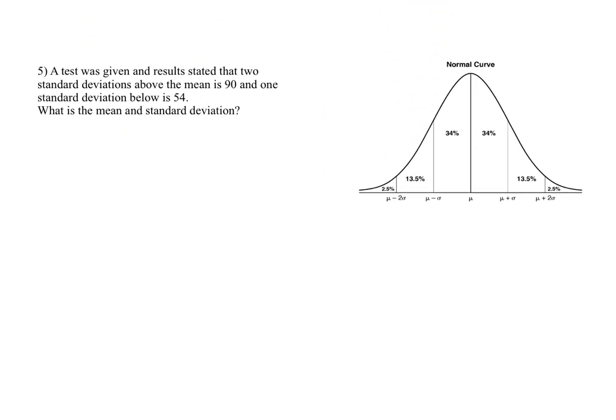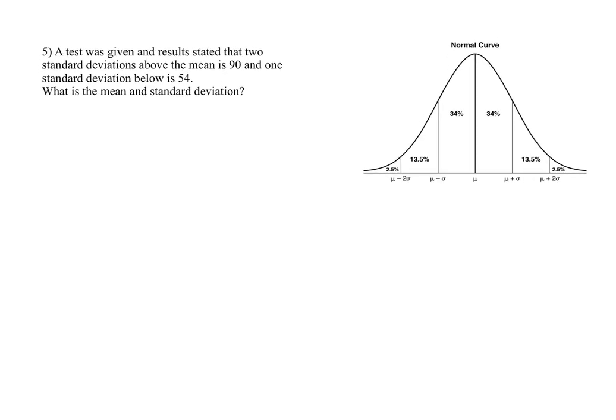Number 5, a test is given, and the results state that 2 standard deviations above the mean is 90. So this is the mean. Oops. Sorry. So this is the mean. This is 1 above the mean. This is 2 above the mean. So 2 above the mean is 90. I'm going to change colors. And 1 below, so here's the mean, and 1 below is 54. So here you can see there's 1, 2, 3 spaces in between.